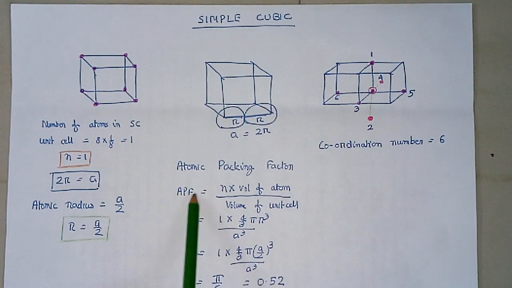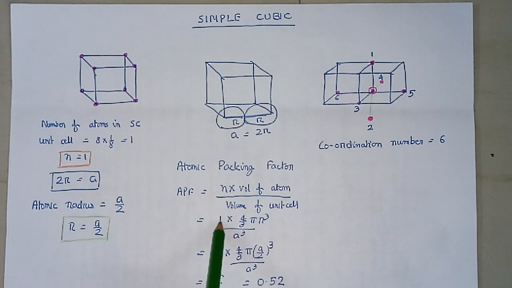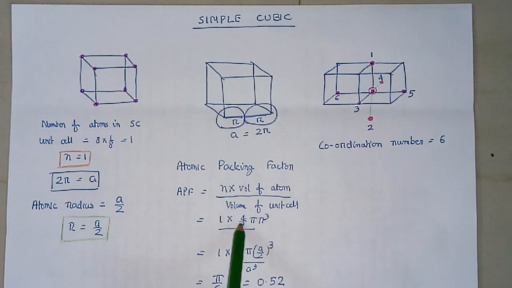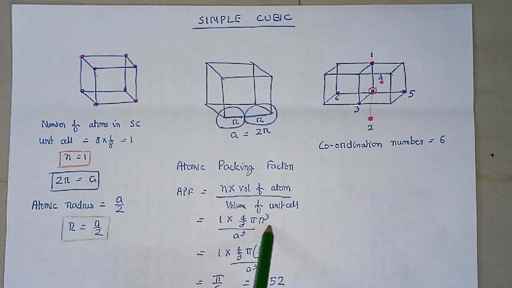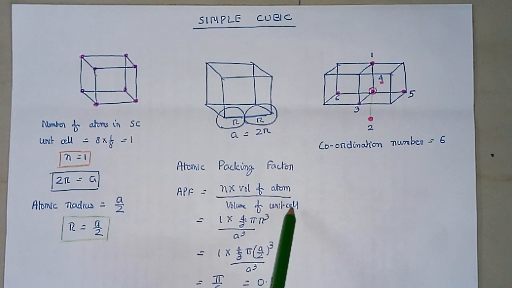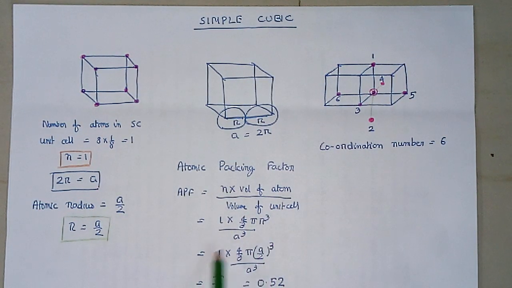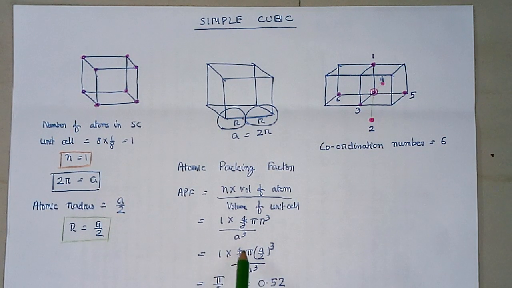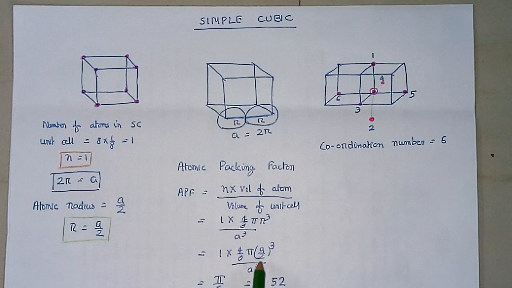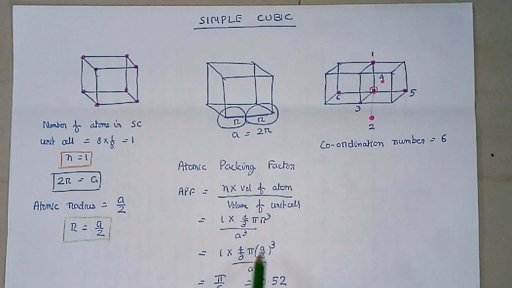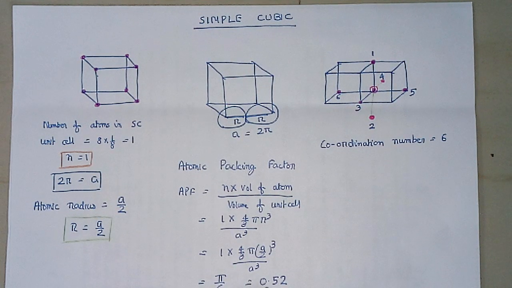So we can write APF equals N equals 1, volume of atom equals 4 by 3 pi r cube, upon volume of the unit cell equals a cube. So we can write this as 1 into 4 by 3 pi (a by 2) cube upon a cube. a cube and a cube cancel out, and we get pi by 6, and that value equals 0.52. We are getting atomic packing factor for this equal to 0.52.